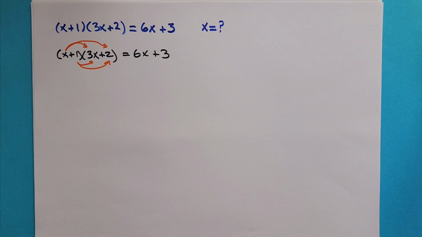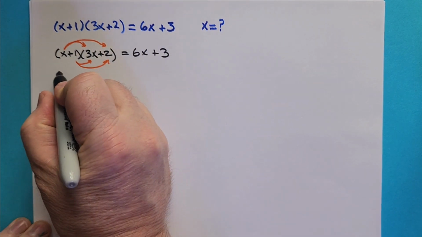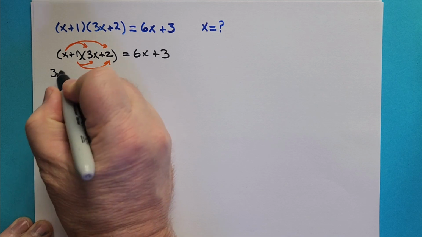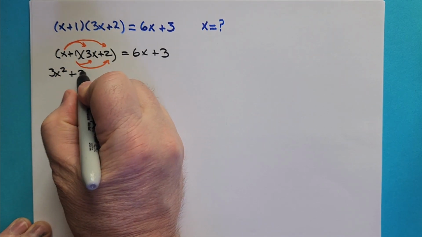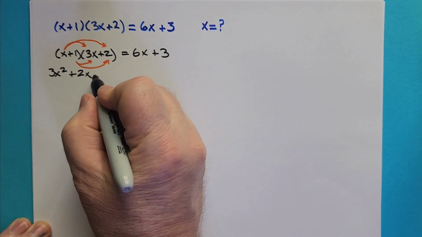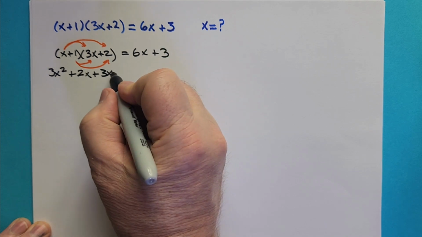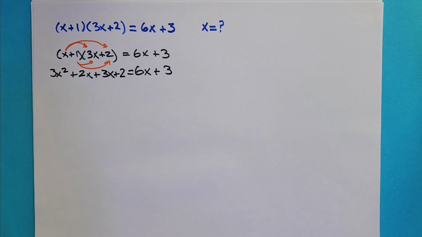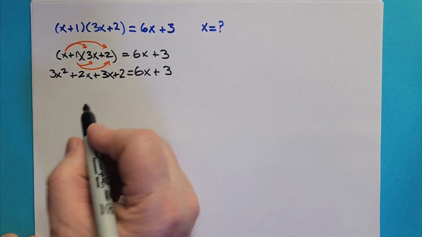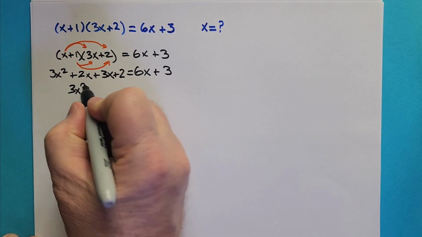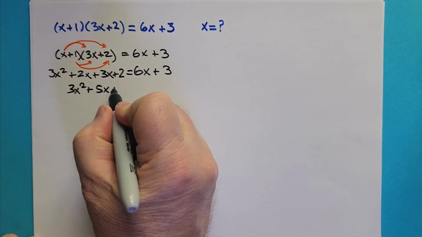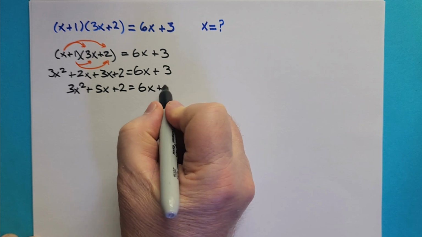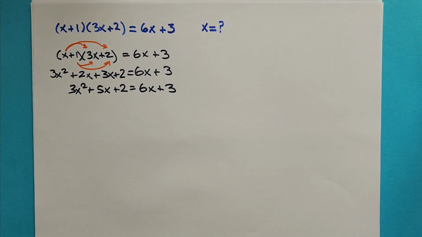So we'll go ahead and take that product. So we got x times 3x, that's going to be 3x squared, and then x times 2 is going to be a positive 2x, and then 1 times 3x, positive 3x, and then 1 times the 2 is 2. Carry down the 6x plus 3. Now we're going to go ahead and combine the middle terms here in our product. They're like terms, so we're going to get 3x squared plus 5x plus 2 equals the 6x plus 3.